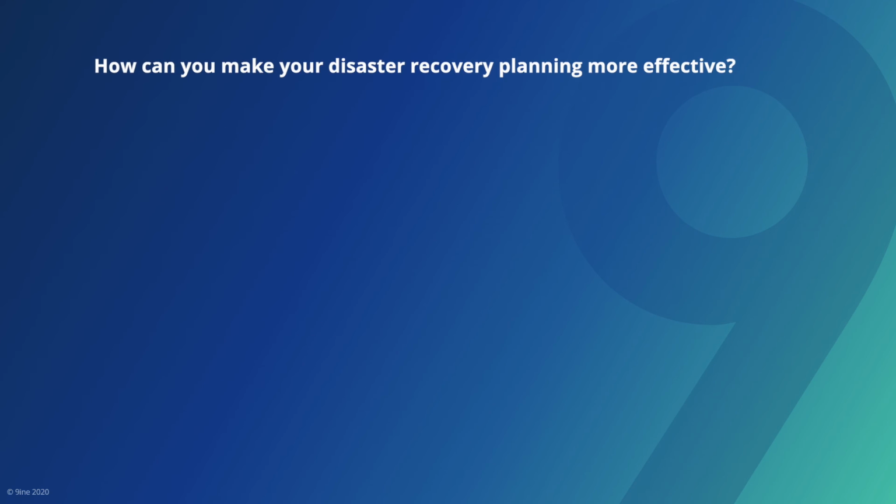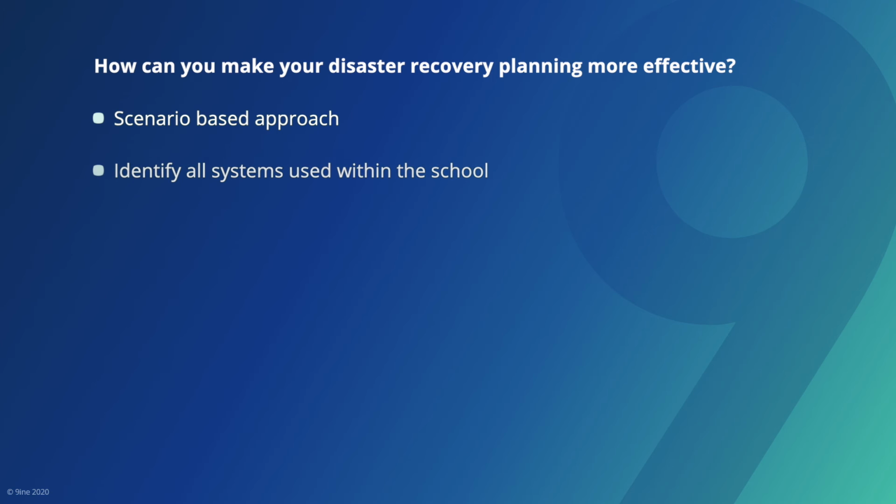So how can you make your disaster recovery planning more effective? Firstly, a scenario-based approach. A DR plan should follow a scenario-based approach where different scenarios for different disasters are planned for. Each system within the organisation should be listed and scenarios produced for each. A priority for each system should be assigned, detailing how important the system is to the overall running of the organisation. As well as scenarios that affect each system, thought should be given to the potential threats, such as cybersecurity attacks that could affect one or multiple systems.